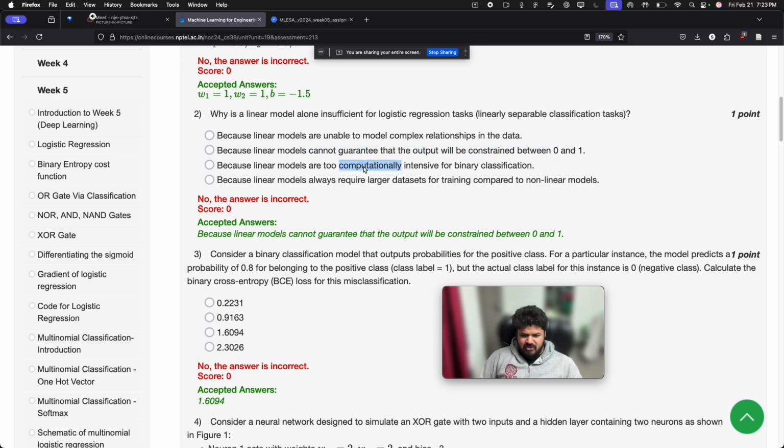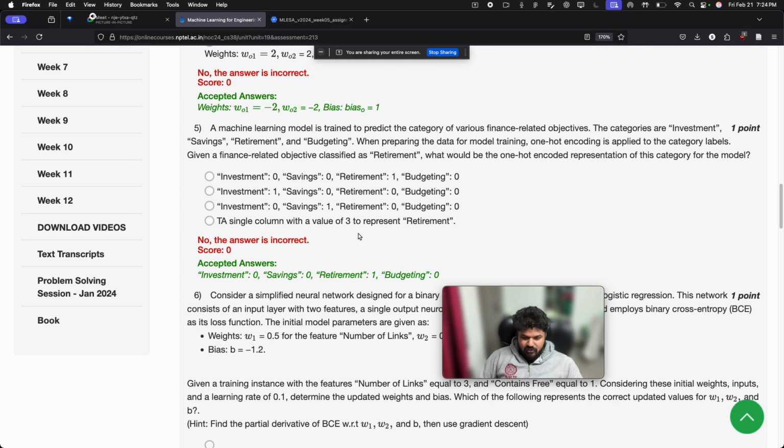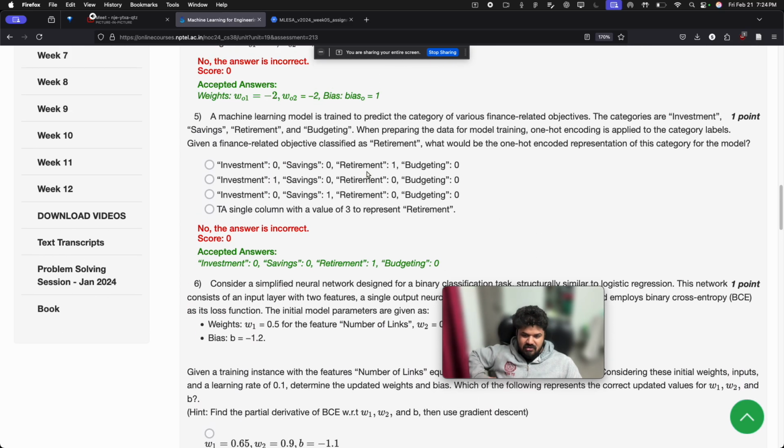They are not computationally expensive because logistic models are an extension of linear models. So how can linear models be expensive? It's not like they require large data sets. They can be trained on the same data sets. So this option is correct. And for the rest of the questions, just try solving them manually. I can solve it.